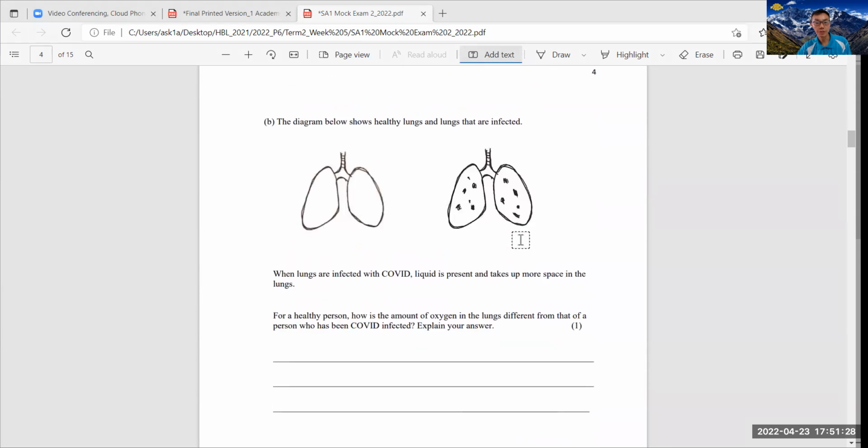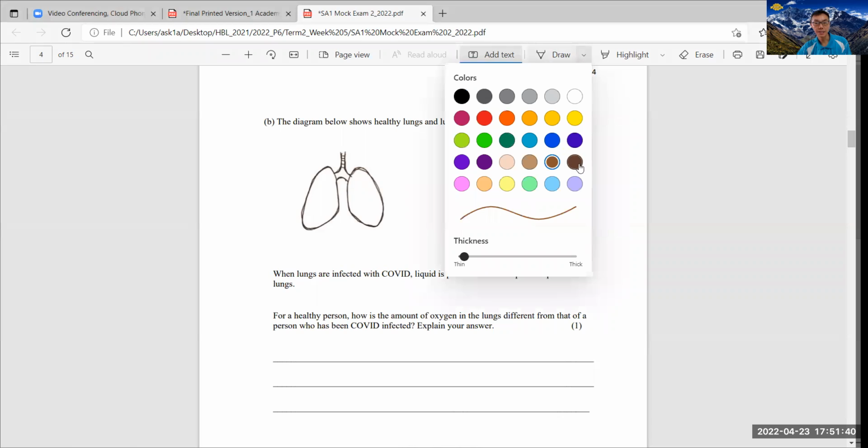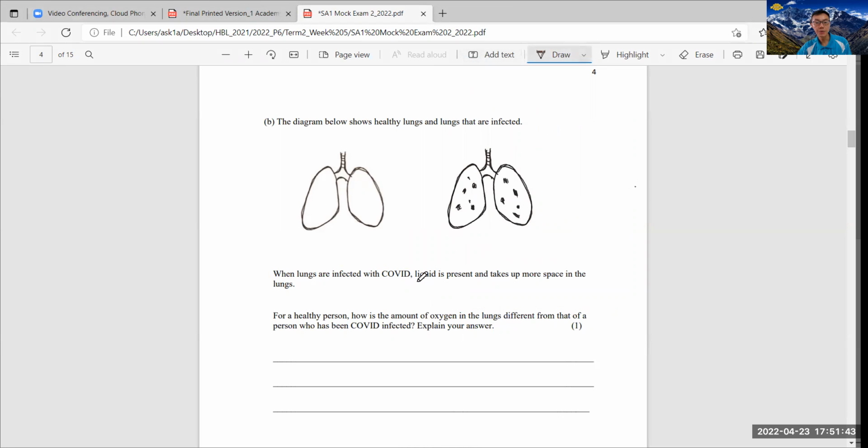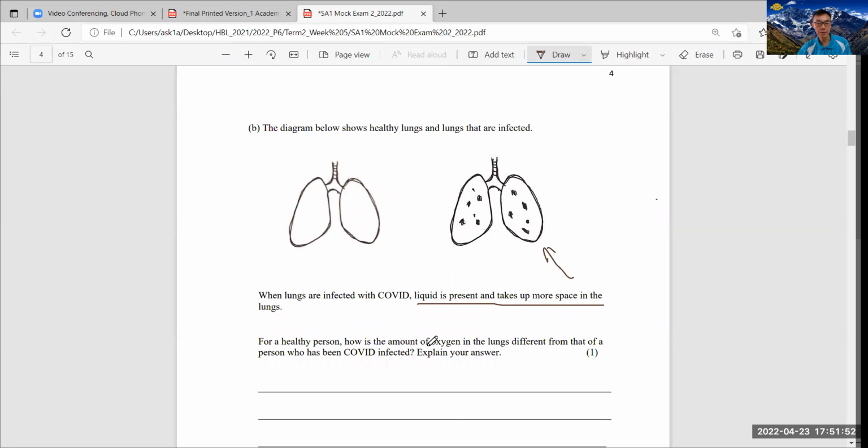Okay, this one deals with COVID-19 or COVID infection. So on the left is the healthy lungs. On the right is the infected lungs. So they say liquid is present and takes up more space in the infected lungs here. Okay, the question is, for a healthy person, how is the amount of oxygen different, take note, you highlight this, from that of a person who has been COVID infected. Explain your answer. So your answer must involve the volume of oxygen.